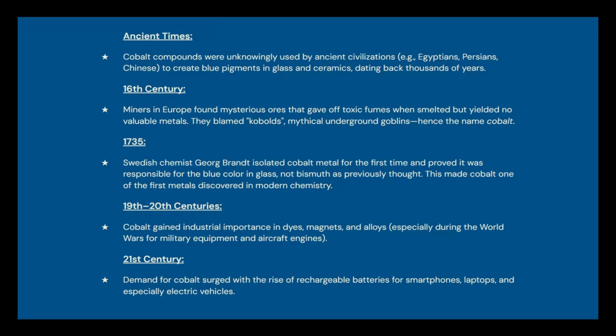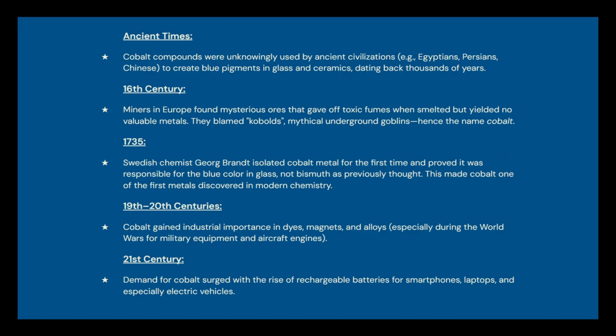So in ancient times, cobalt compounds were unknowingly used by ancient civilizations to create blue pigments in glass and ceramics dating back thousands of years. In the 16th century, miners in Europe found mysterious ores that gave off toxic fumes when smelted, but yielded no valuable metals. They blamed kobolds, mythical underground goblins, hence the name cobalt.